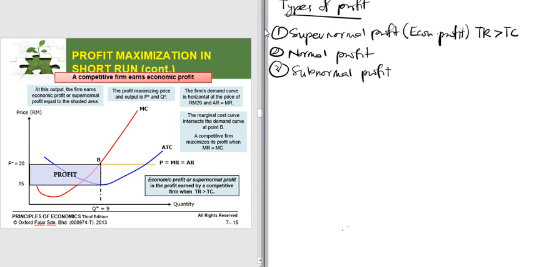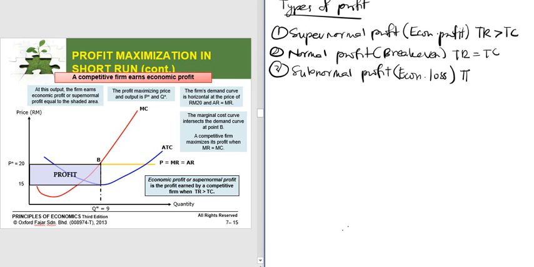Normal profit, or the other term for it is break even. This is where your total revenue equals your total cost. If your total revenue is 100, your total cost is also 100. So it is like getting back your capital. Okay, break even. And then you also have subnormal profit, where you basically earn economic loss. So the other term for subnormal profit is economic loss. This is the condition where the firm's total cost is higher than the firm's total revenue. The cost is higher than the revenue.